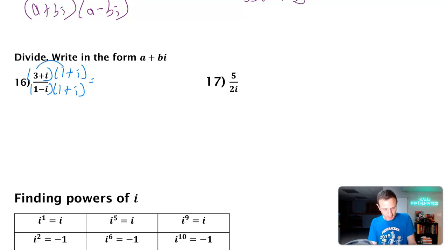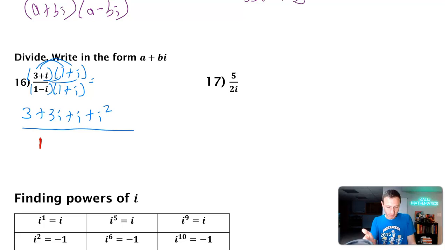So on the top, 3 times 1, 3 times i, 1 times i, i times i, then on the bottom, we'll talk about that in a second. So 3 times 1 is 3, 3 times i is 3i, 1 times i is i, and i times i is i squared. On the bottom, 1 times 1 is 1, and when we multiply by this conjugate, remember that relationship, the middle terms drop out, so I'm not even going to do that. All I have to do is negative i times i, which is negative i squared.